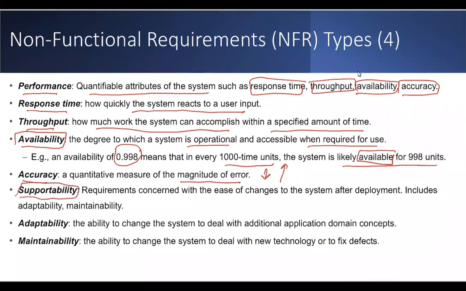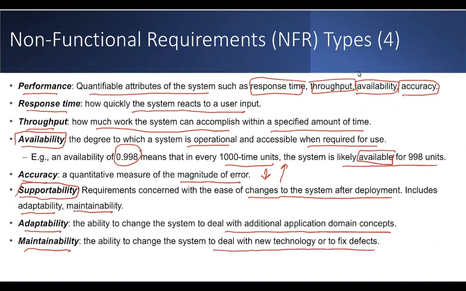Supportability is another non-functional requirement, which means those requirements that are concerned with the ease of changes to the system after deployment, including how the system could adapt to changes and whether the system is maintainable or not. Adaptability of a system refers to the ability to change the system at some point to deal with any additional application domain concepts when new concepts or new application domains are added. Maintainability of a system refers to the ability to change the system to deal with new technology or even to fix any current defects.